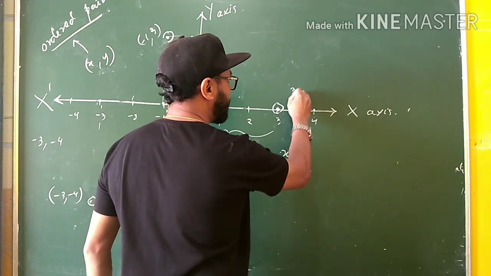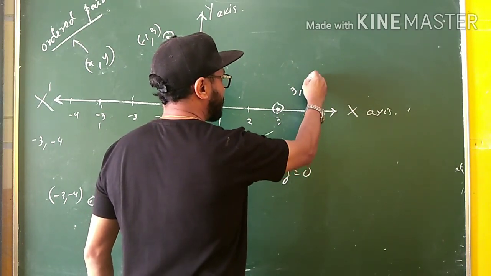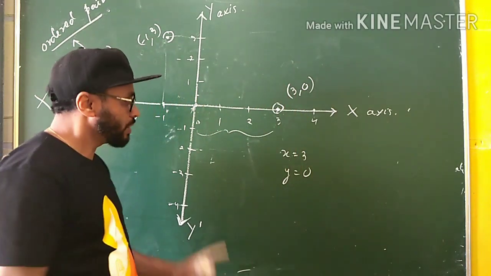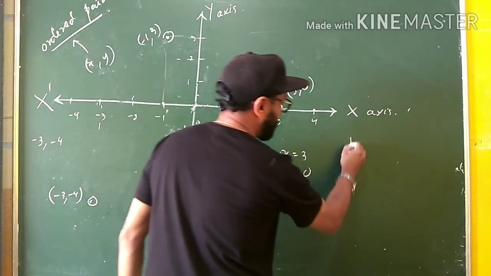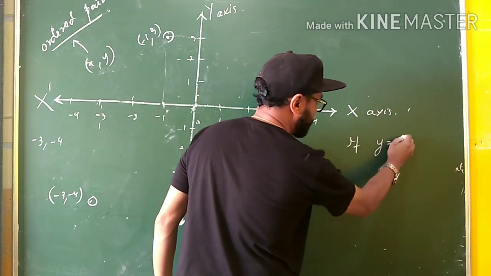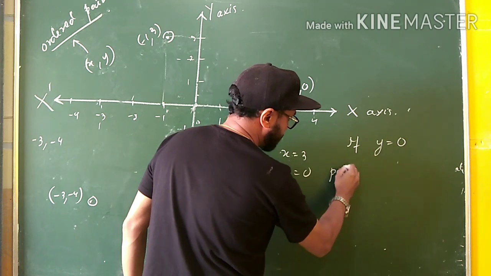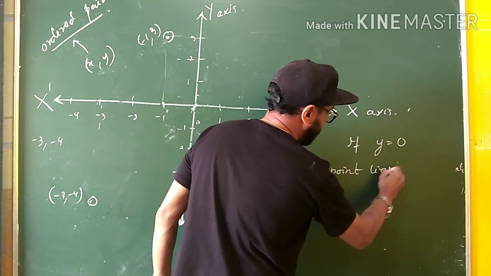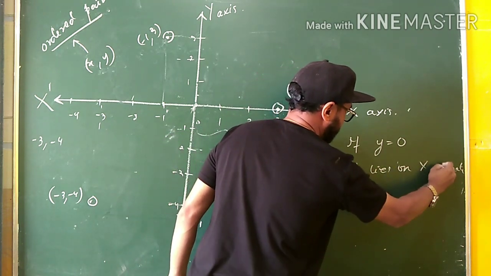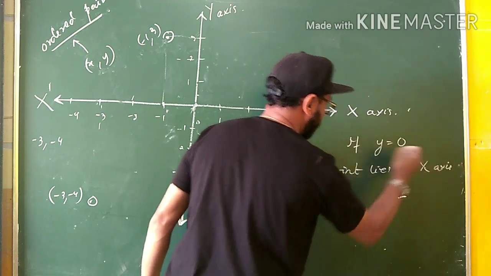Now what is the coordinate of this point? 3, 0. So what we can conclude here is, if the value of y is 0, then the point lies on the x-axis. Keep this in mind. This is very important. Alright?